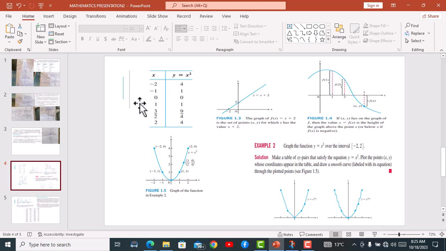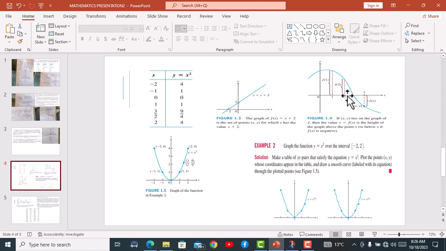This is true. We have the input values, we have the machine that gives us the output values. And remember, the equation is y equals x plus 2. So we have that, and then when we plot those points, we will get a straight line in that format. Okay, that is fine. In figure 1.4, if x and y, a coordinate, lies in the graph of f, then the value of y equals f at x is the height of the graph above the point x or below x if f at x is negative.